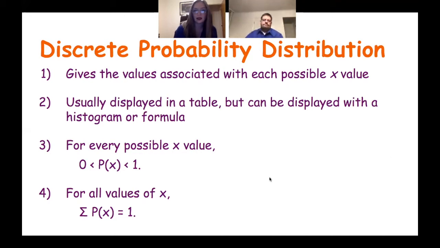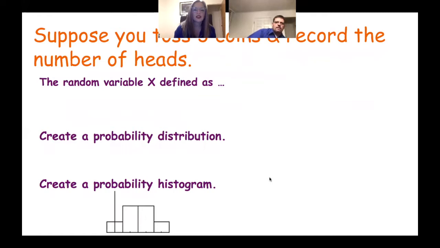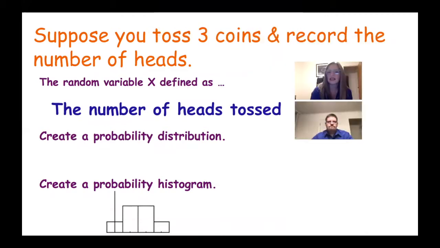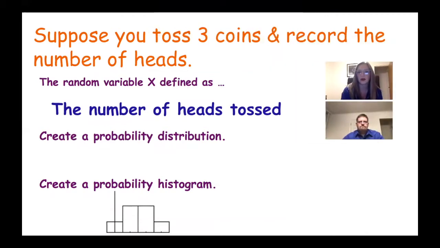Okay, so suppose you have some random variable x, and we're thinking about tossing 3 coins and recording the number of heads. This is actually kind of what we did with the Coke versus Pepsi lab. You could have gotten none of the cups right, 1 cup right, 2 cups right, or all 3 cups right, and we would like to figure out the probability of each. That's slightly different, but it's the same kind of idea.